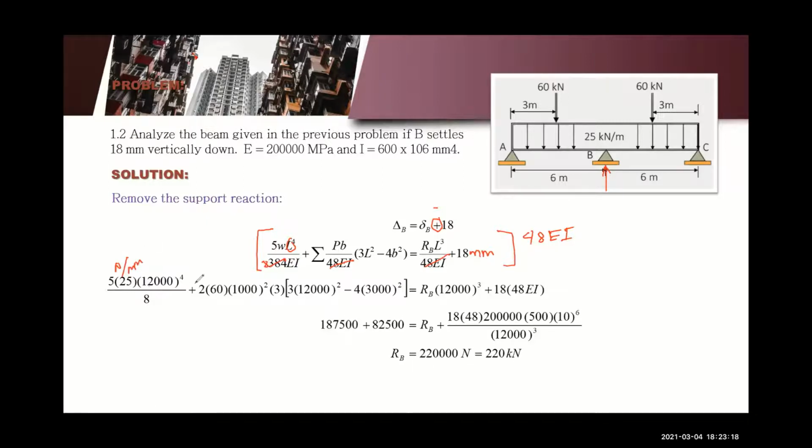Same yung unit. Ito 12,000. This is mm. Double check always. So you have PB. P is 60. Ito na P. Ang B natin is 3.